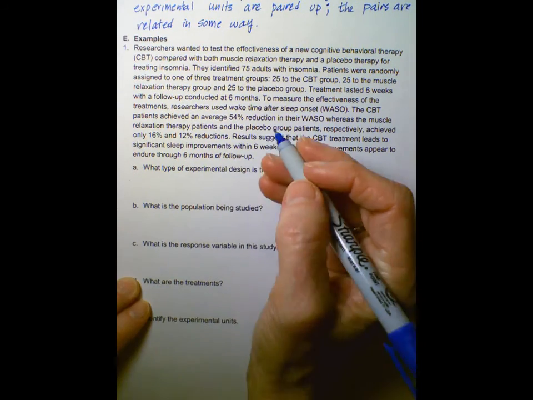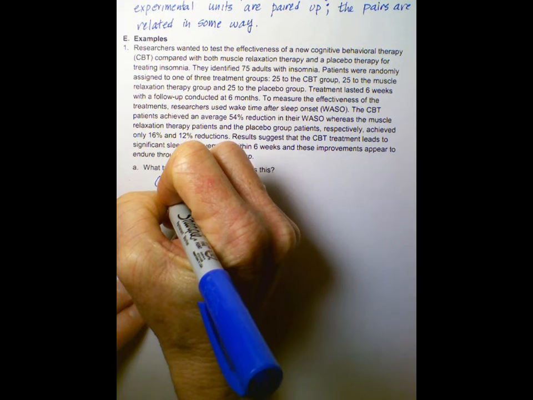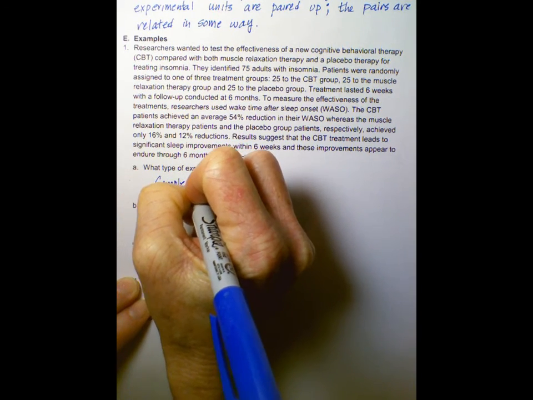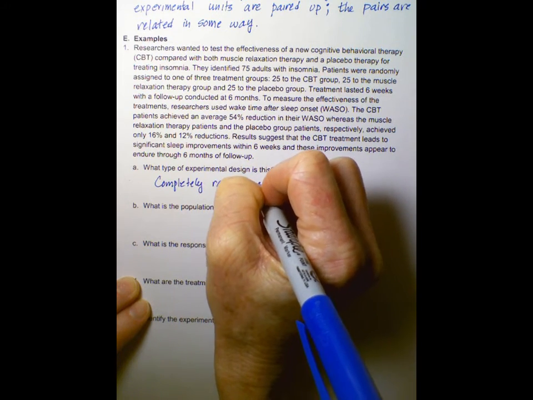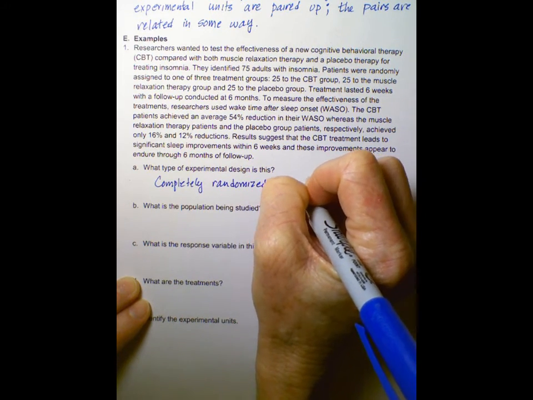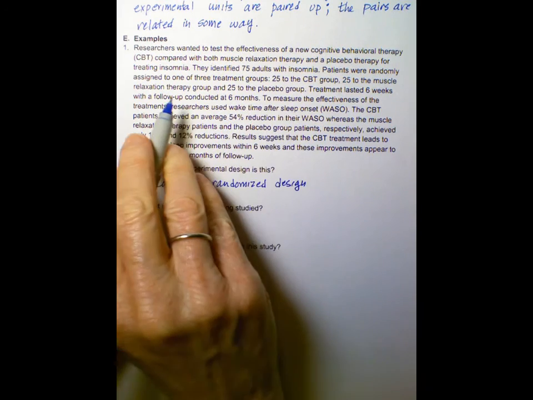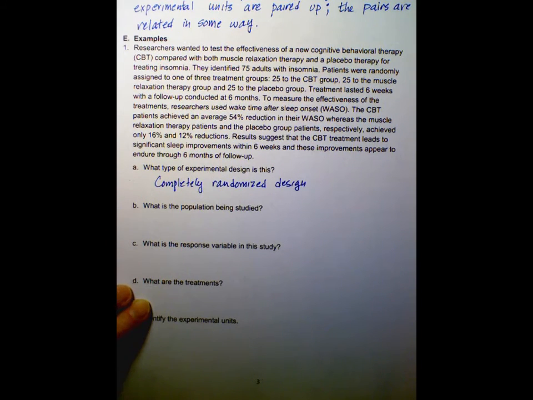So what type of experimental design was this? Well, that wasn't matched pairs. They looked at each person individually. This is completely randomized, because they took those 75 and they were randomly assigned to 3 different treatment groups.